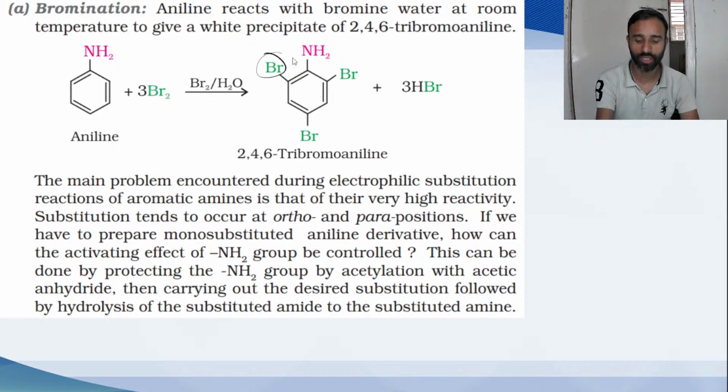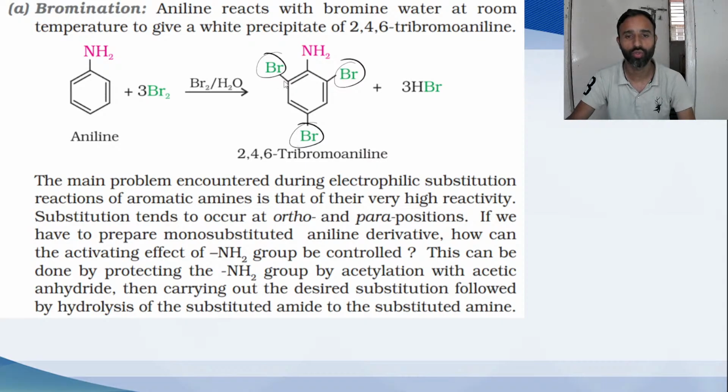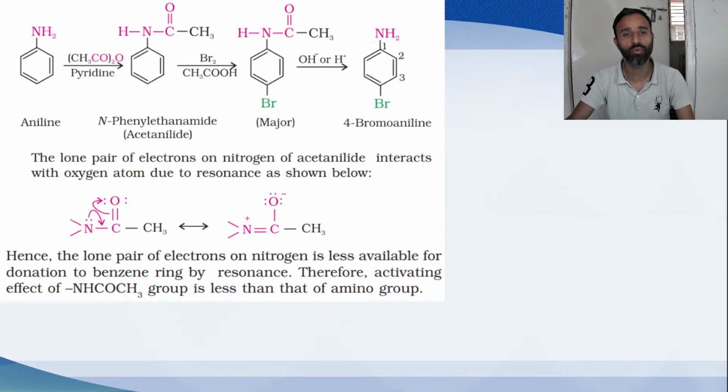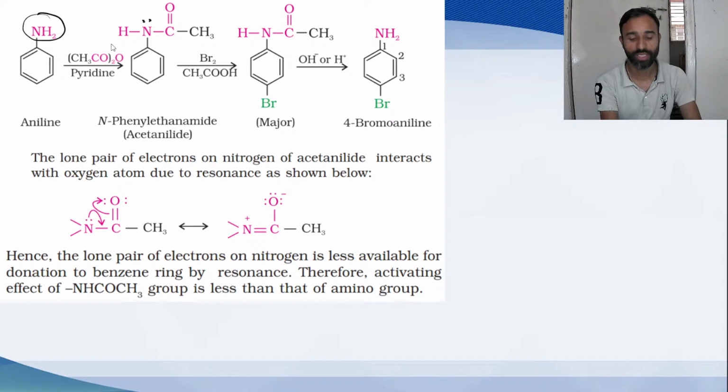Because NH2 is a highly activating group, all the three positions are occupied, forming 2,4,6-tribromoaniline. To stop at one position, what we do? We deactivate NH2. To deactivate NH2, we treat it with acetic anhydride or acetyl chloride. We get N-phenylethanamide.